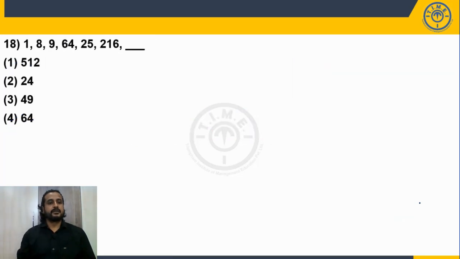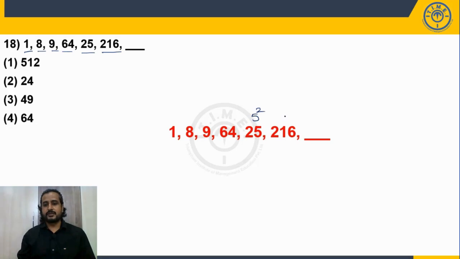Now, 18th one. Look at here again. 1, 8, 9, 64, 25, 216. Can you recognize these numbers? What is 25? 5 square. What is 216? 6 cube. What is 64? 8 square or 4 cube. 9? 3 square. 8? 2 cube. 1 square or 1 cube.